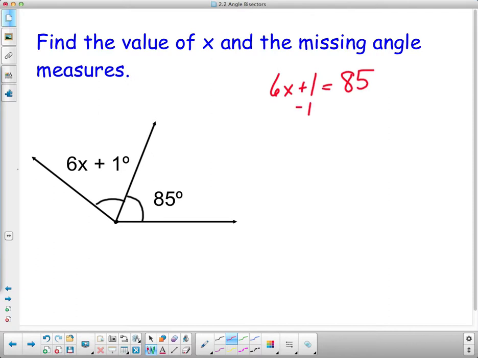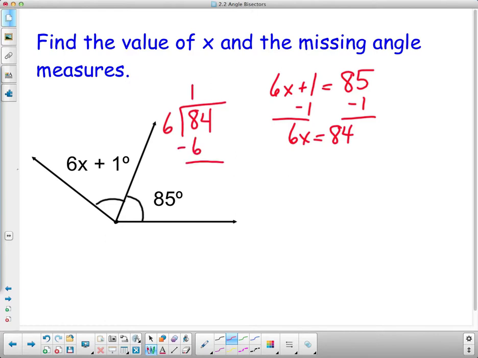Okay, then you're solving, you're subtracting 1. 6x equals 84. And I did see some doing that division rather than just grabbing a calculator. 84 divided by 6. Bring down the 4. 6 into 24, 4 times is exactly 24. So we should get x to be 14.